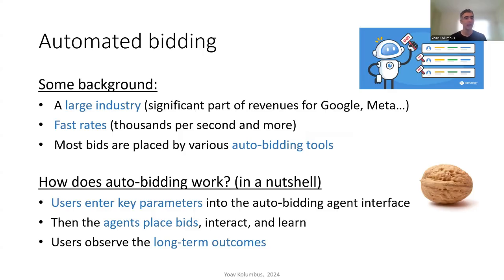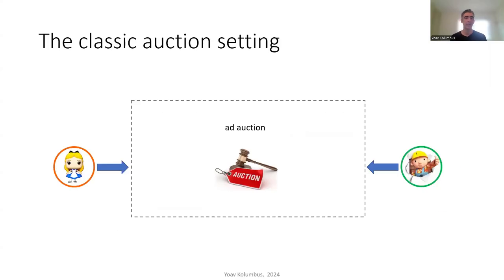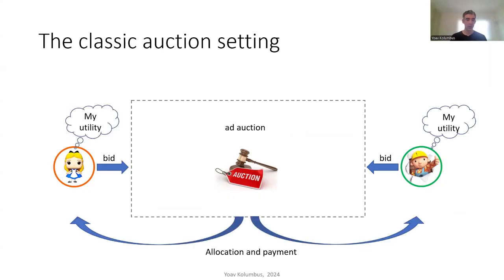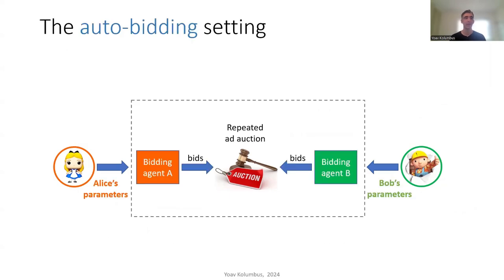So to illustrate this, let's first look at the classic auction setting. So this is without automated bidding. Here we have two players, Alice and Bob. Each one of them is going to enter a bid, place a bid in the auction. The auction is going to determine the allocation and payment. And Alice and Bob are going to get some utility from this allocation and payment, and this should go on repeatedly.